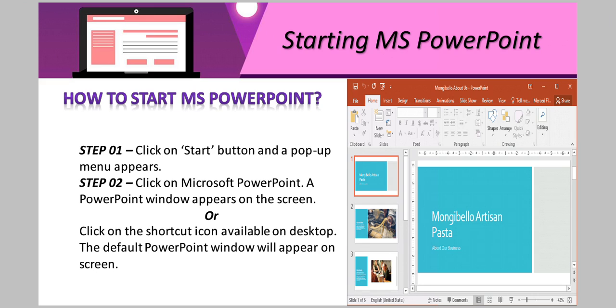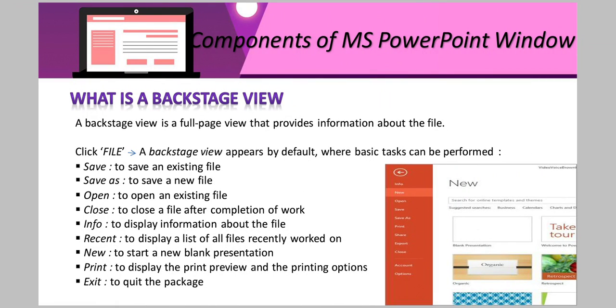How to start a MS PowerPoint? There are two ways to start it. First, click on the Start button and a pop-up menu appears. From there, click on the Microsoft PowerPoint and it will appear on the screen. Or directly click on the shortcut icon available on the desktop and the default PowerPoint window will appear on the screen.